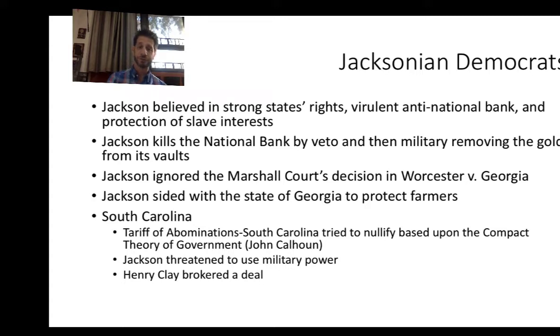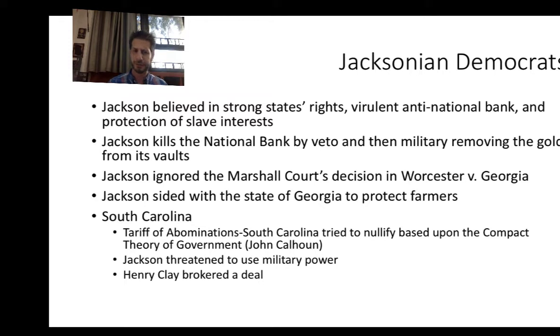Now, this is where we lead up to, you probably have heard of the Trail of Tears, where Cherokees are going to be removed in the dead of winter, and about 1/3 of them are going to die as they are marched across into the Mississippi and then eventually into Oklahoma. That did not happen under Andrew Jackson. It happened after his presidency, but Jackson set the groundwork for that to take place.